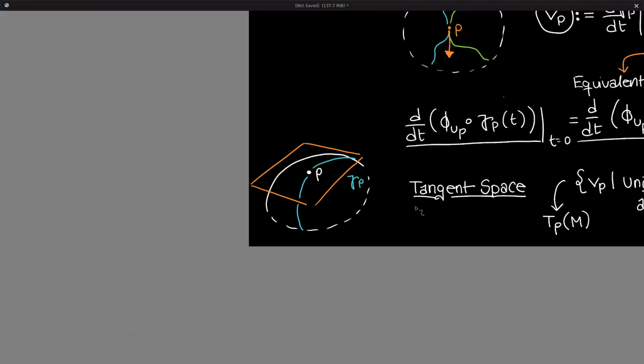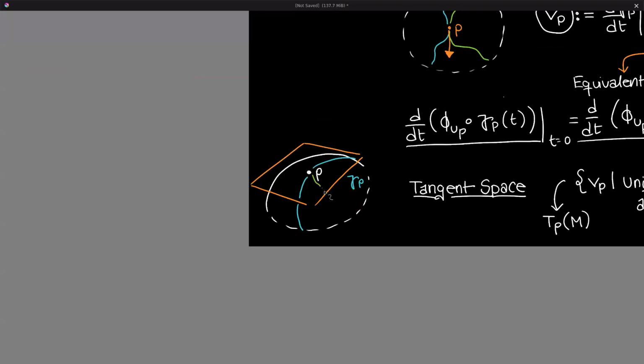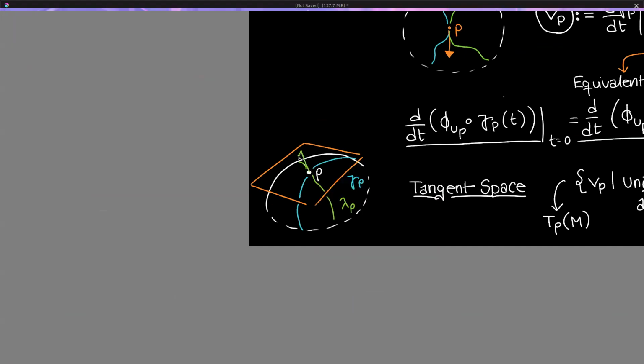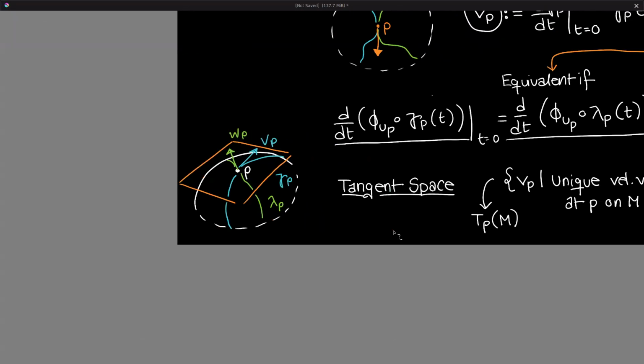But you have to think of there being all of the curves, any curve that goes through P. Let's say this is lambda P. This will also have an element in there. So this will have a velocity vector, let's say that's W P, and this blue curve will have a velocity vector that might be V P. And so the set of all velocity vectors will form this space TPM.